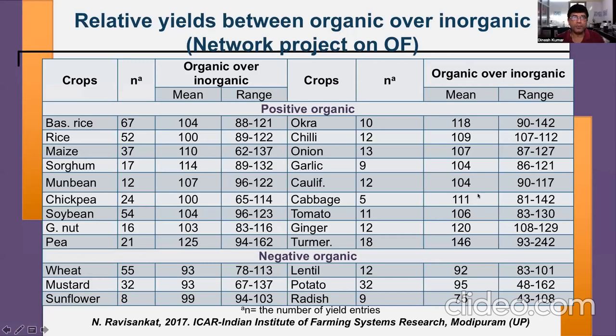So we were comparing the productivity of organic and conventional farming, which means comparing the productivity of field crops, mostly field crops or vegetable crops. So you can see here, this is from Meerut, Indian Institute of Farming System Research, Modipuram, Meerut.